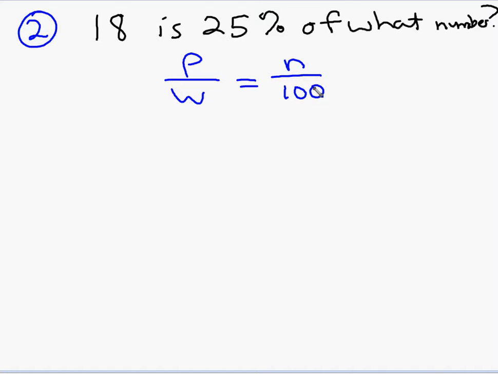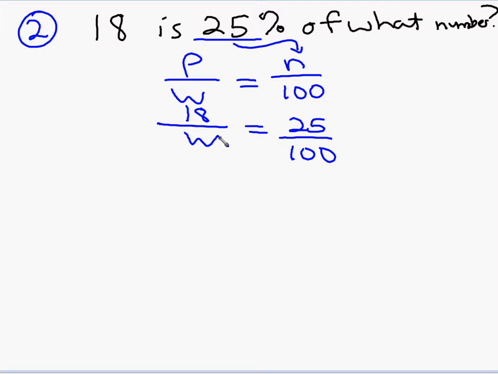And n is always your percentage, right? So don't I have a percent in this case? Right here. So that's going to go where n is. So I'm going to have 25 over 100. And here's the big question. Is 18 the part or the whole? Well, the question says 18 is 25% of another number, so it is definitely the part. And then, aren't we pretty straight on how to finish solving that? Cross multiply and divide. All right, I don't need to go through that.